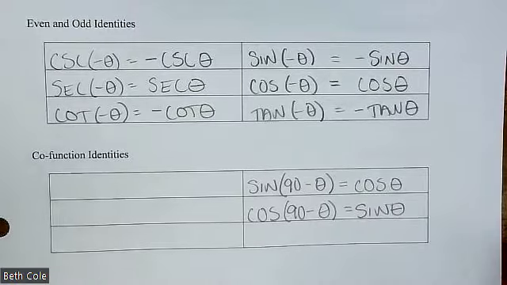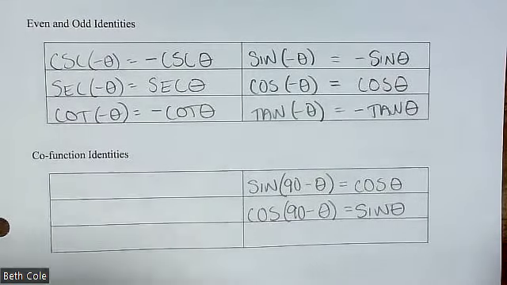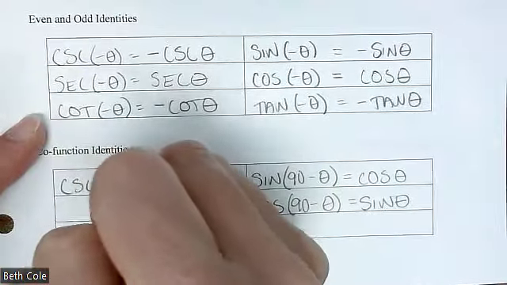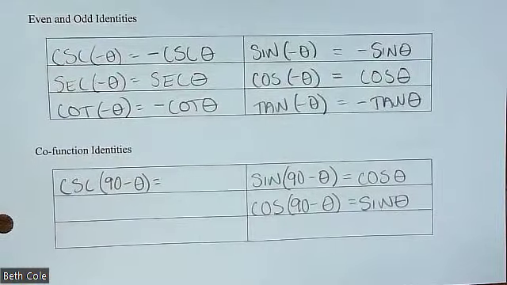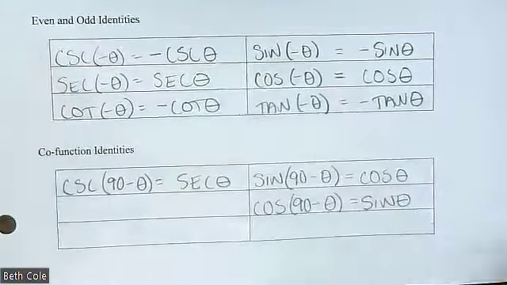This is actually another reason why I don't let you abbreviate them and say cot and stuff like that, because if you say them correctly, then it'll make sense with adding and removing the co. All right, so for this one, if you do cosecant 90 minus theta, just remove the co, what do you get? Secant, good.